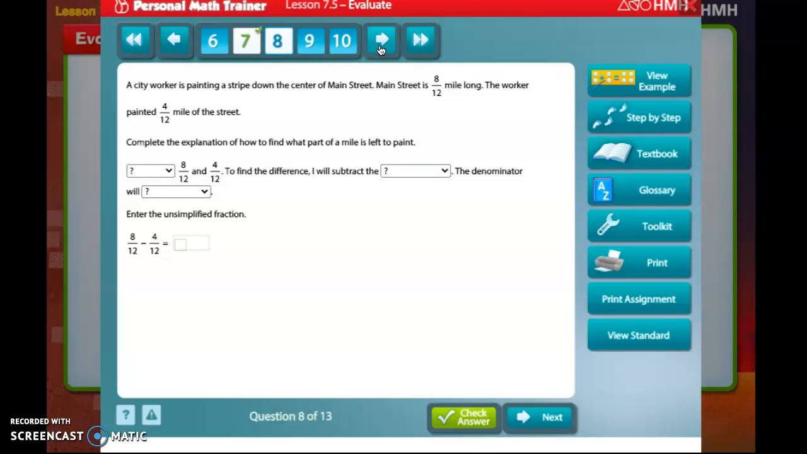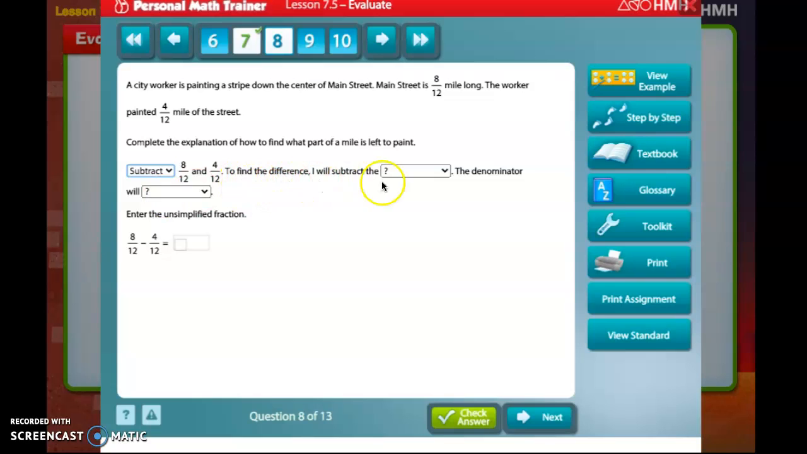Okay, this is the one that gets tricky, and I want to help you with it. A city worker is painting a stripe down the center of Main Street. Main Street is 8/12 of a mile long. The worker painted 4/12 of a mile. Complete the explanation of how to find what part of the mile is left to paint. So I have a question mark here. Let's see. It says add or subtract. Well, I'm going to subtract my 8/12 minus 4/12 because I already painted that. So this is my whole, and this is what I'm taking away from it. So I'm going to subtract these two fractions.